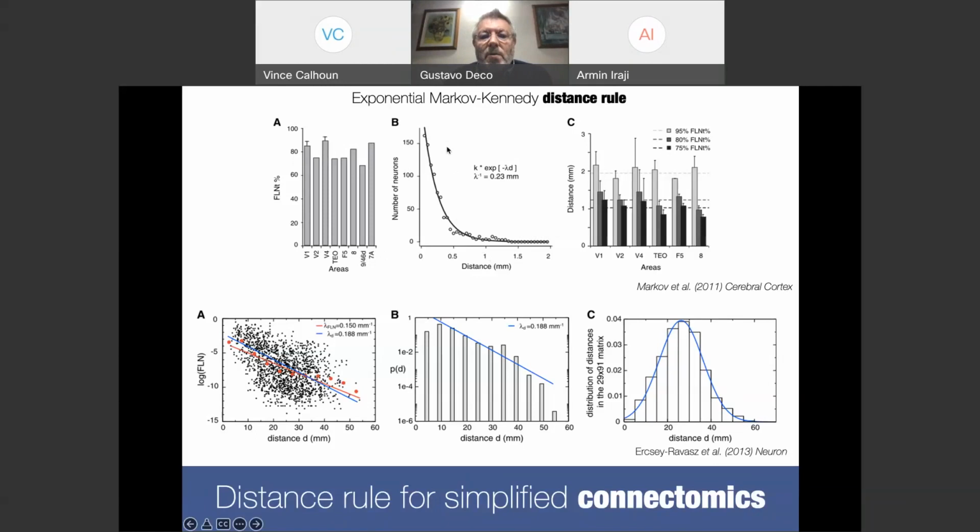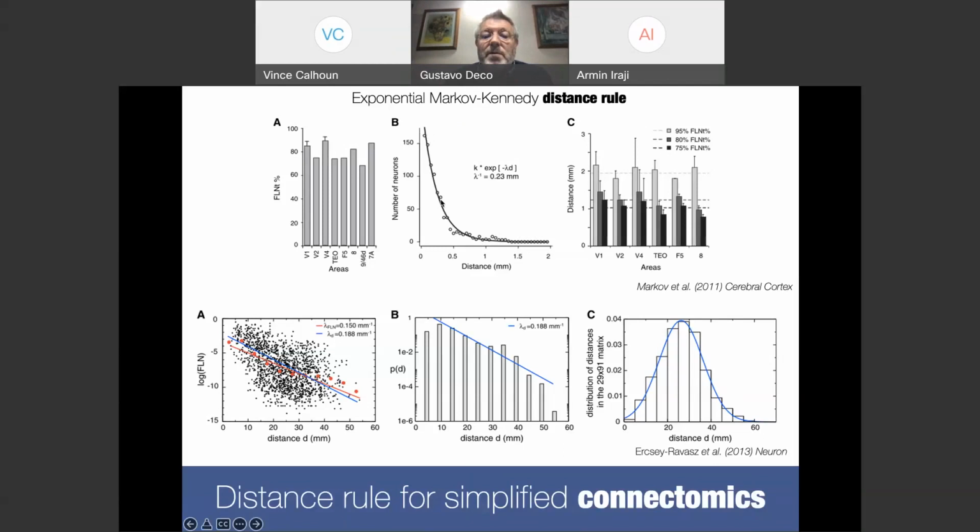Nowadays, we also have the same results in mice from the Allen Institute, and all of them corroborated this type of rule, which is astonishing, because what this is expressing is that the amount of connections, so the amount of fibers at any given point, in any given direction, so it's homogeneous and isotropic, is given just by the Euclidean distance, and expressed by an exponential function. Therefore, it's called the exponential distance rule.